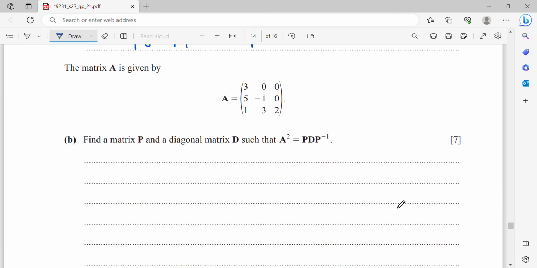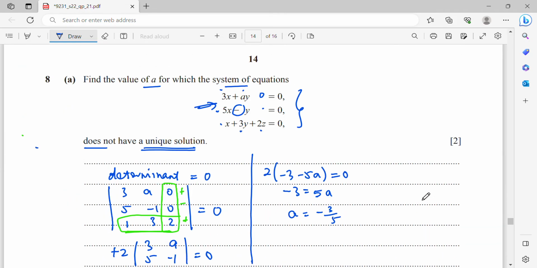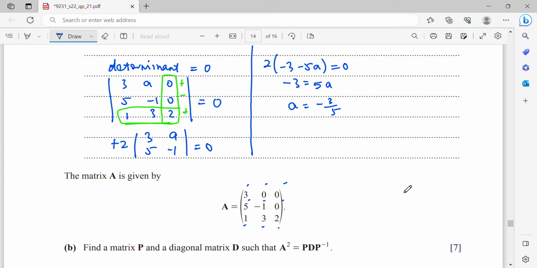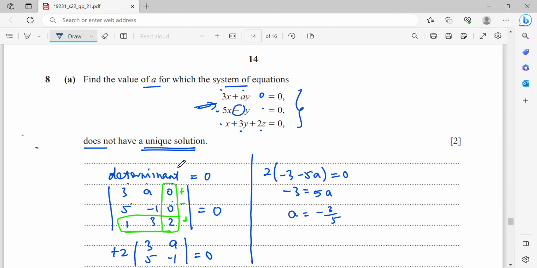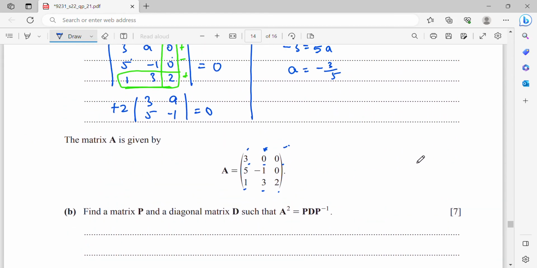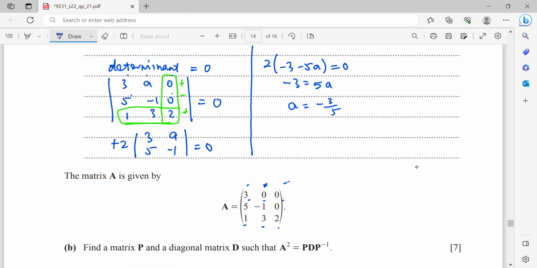Now, second part. Given that A equals the matrix 3, 0, 0, 5, minus 1, 0, 1, 3, 2. Let's check. Actually it's the same, you see. Here 3, A, 0, 5, minus 1, 0. So that means now your A is 0. When A equals 0, it means it has a unique solution. No, I will say just forget about it. Just refer to this A.